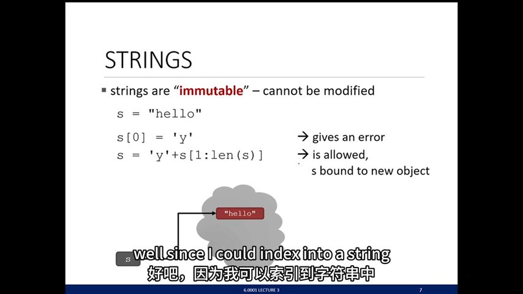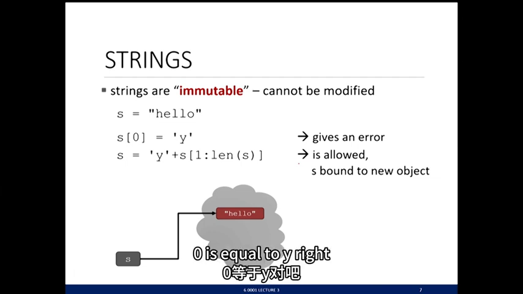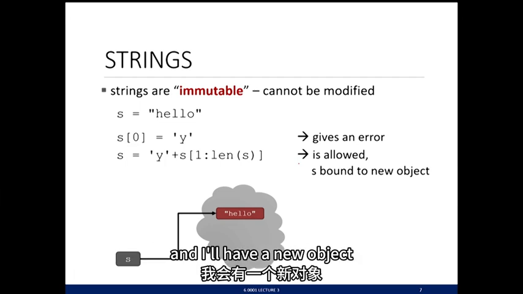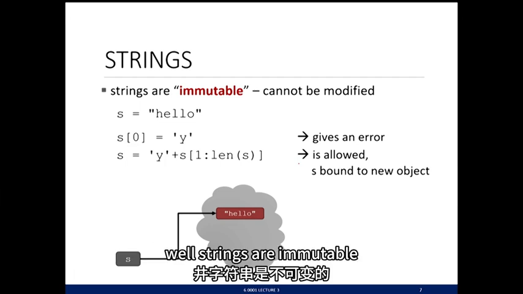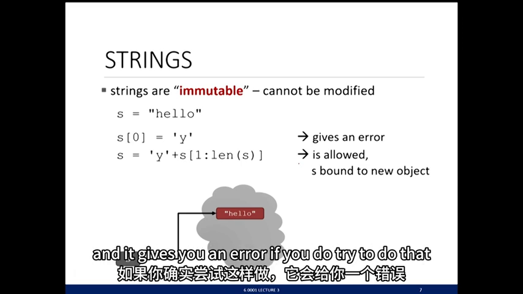Now you might think, well, since I could index into a string, I might be able to just say something like s at position 0 is equal to y, right? And that'll just change the little h into a y, and I'll have a new object. Well, strings are immutable, which means in Python you're not actually allowed to do this, and it gives you an error if you do try to do that.